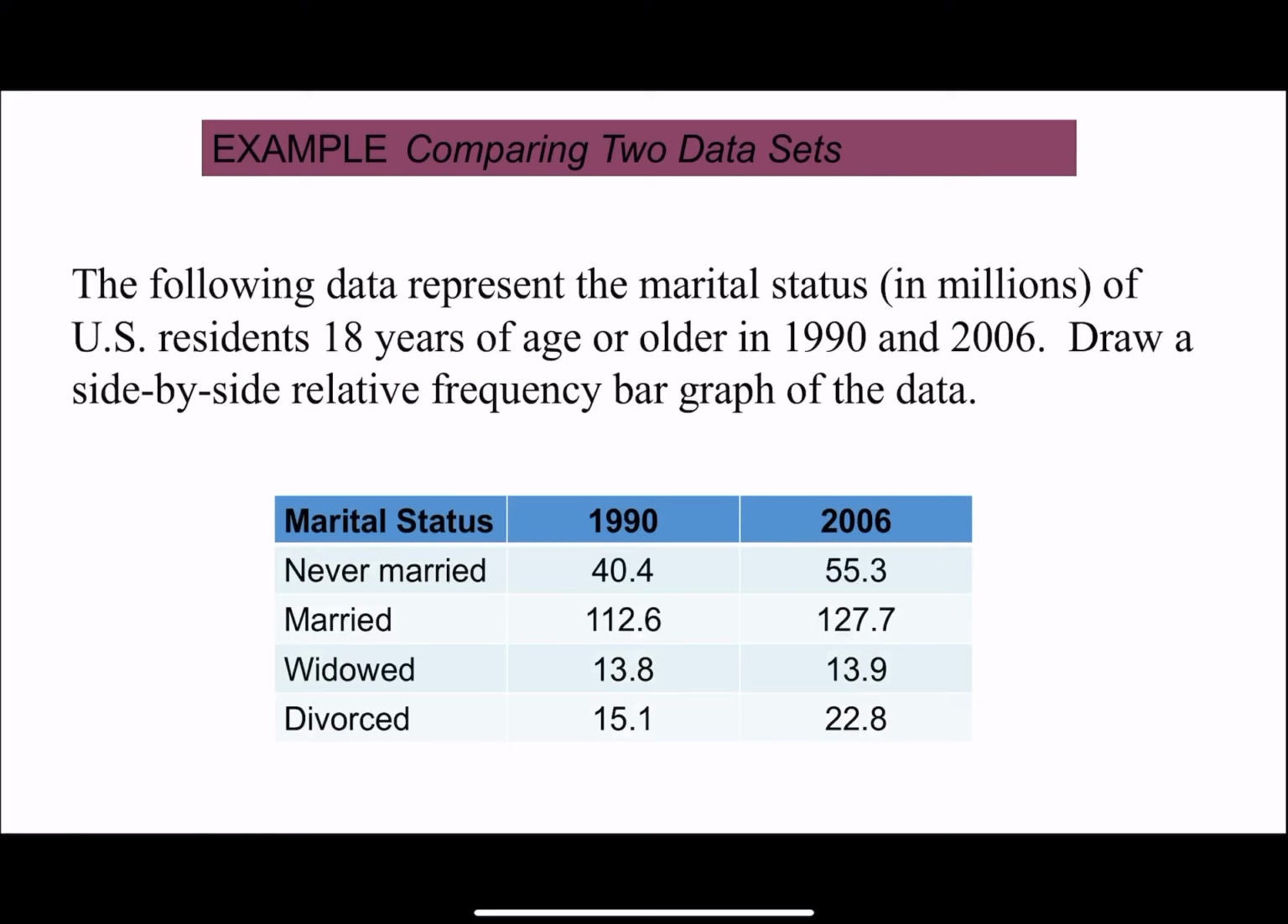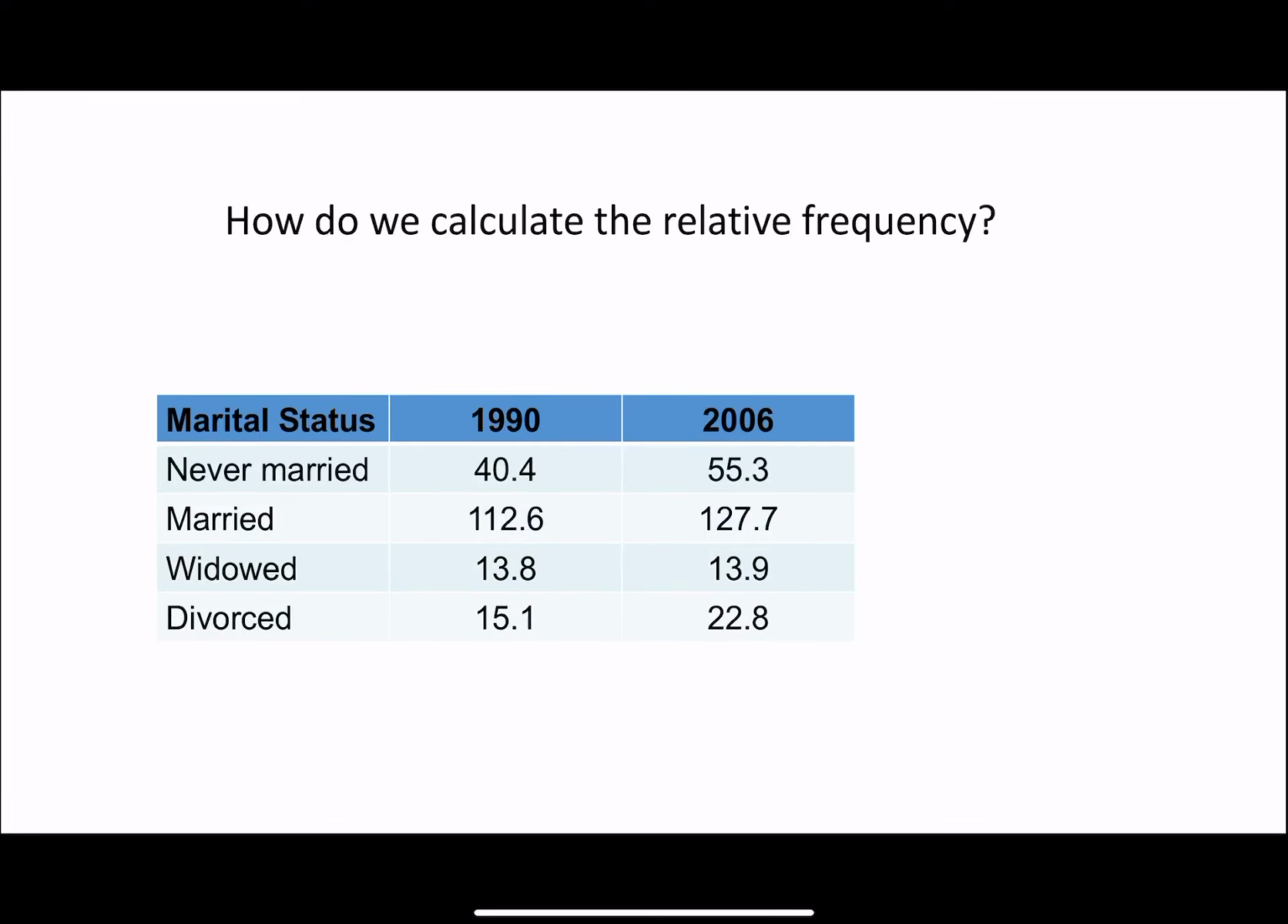in 1990, 40.4% of people 18 and older had never married. In 2006, 55.3% had never married. And you can look down at each of these. The only one that is approximately the same would be widowed. But if you look down at these, you can see the comparison. So we're going to show this on a side-by-side relative frequency bar graph.